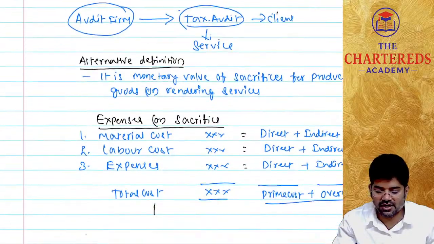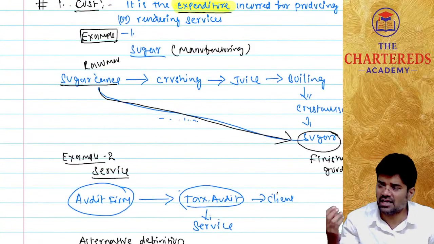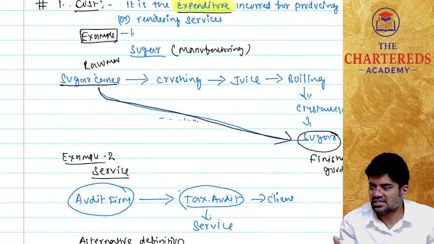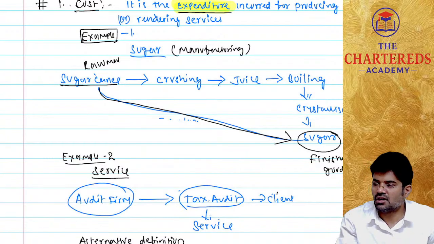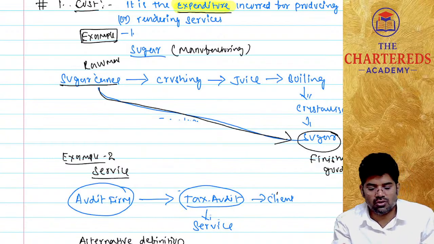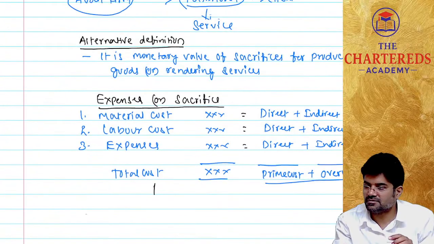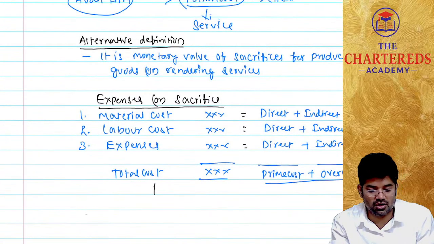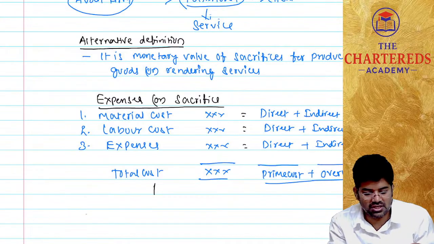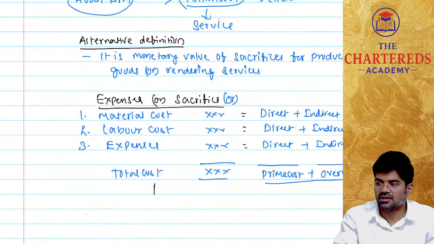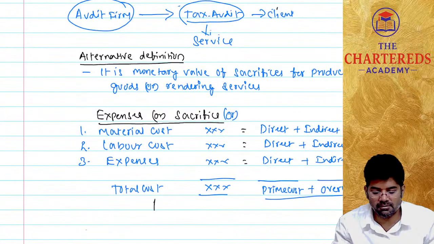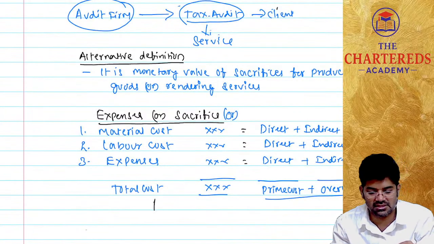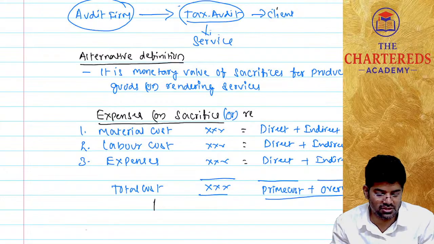What is the alternative definition I gave? It is the monetary value of all the sacrifices, you can say, or the resources which are used in producing goods or rendering services. So what does that expense consist of? What are those sacrifices or resources? Those are three, no? Those resources or expenditure consist of three elements here. What are those? Material, labor, and expenses. You can also call them resources.